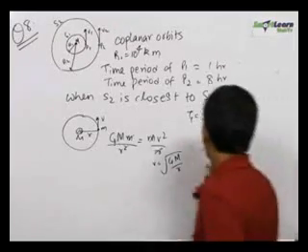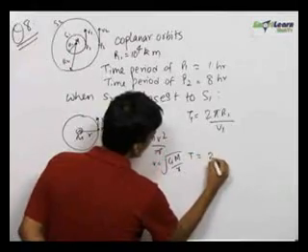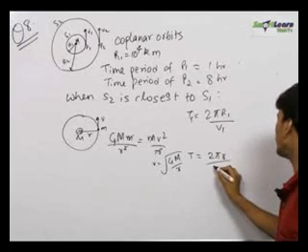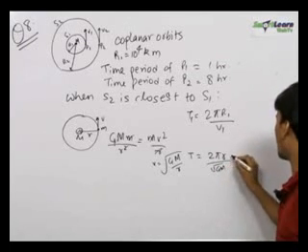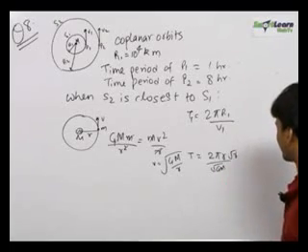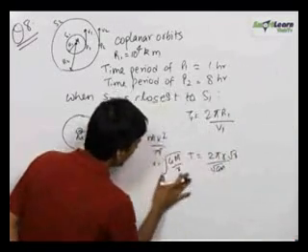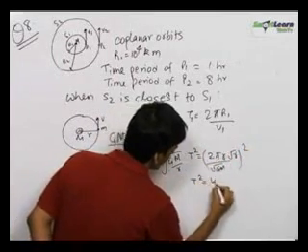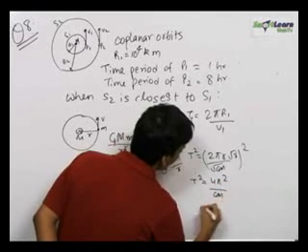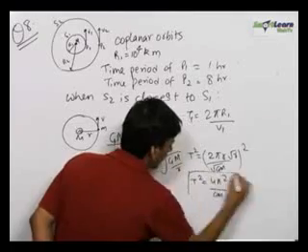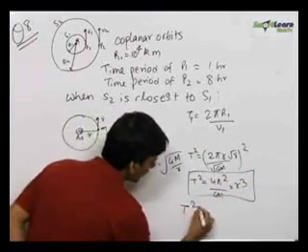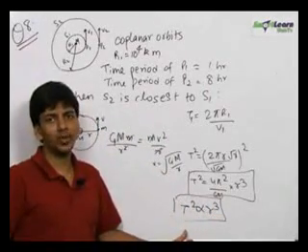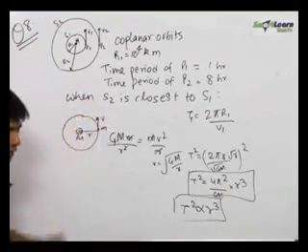Now we also know that time period is equal to 2 pi r upon v, where r is the radius of the path, so T is 2 pi r upon root over GM upon r. Squaring both sides, we get T square is equal to 4 pi square upon GM into r cube. From this relation we get T square is directly proportional to r cube. You should also remember this result for satellites orbiting a particular planet or the sun.